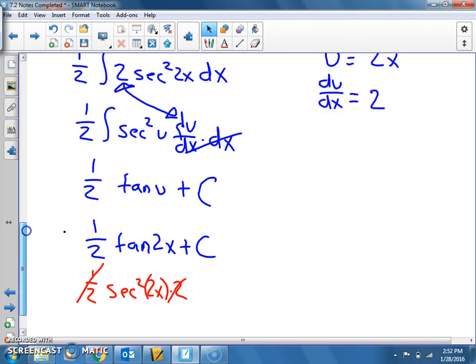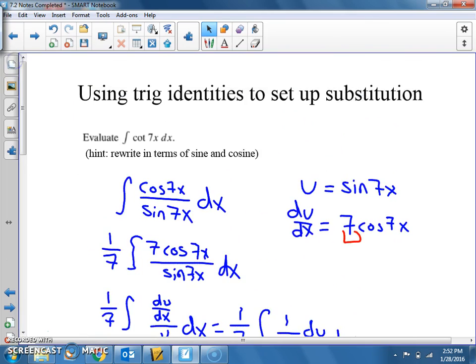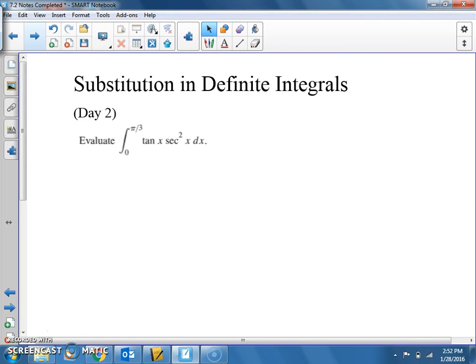So for that, now we're done with the substitution. You guys should be able to get that on the homework tonight. Now we're going to go over substitution in definite intervals. There's an extra step that we have to take here. So we need to come up with a function and its derivative inside our integrand here. So what do we see that has its derivative inside that integrand?